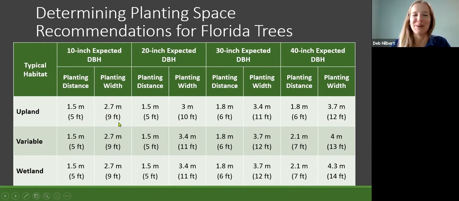This is normally the point in the presentation where I'd look at all your faces and make sure you're with me, but it's so hard on Zoom. And then we did the same thing for variable species and then for wetland species.